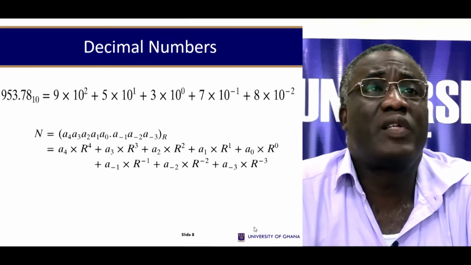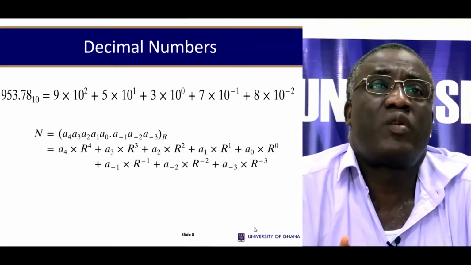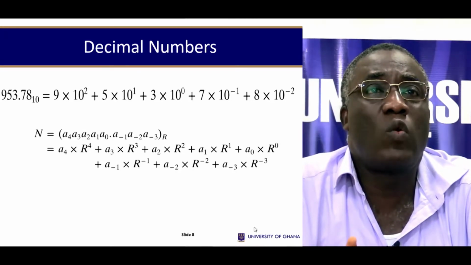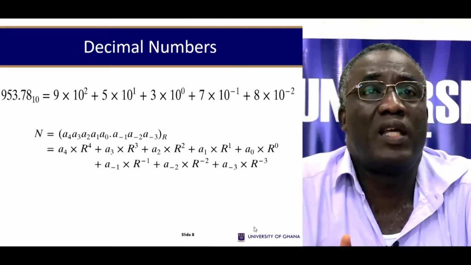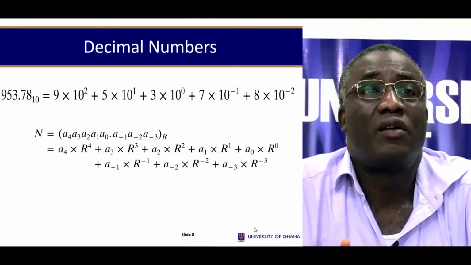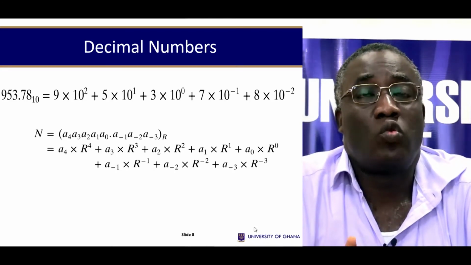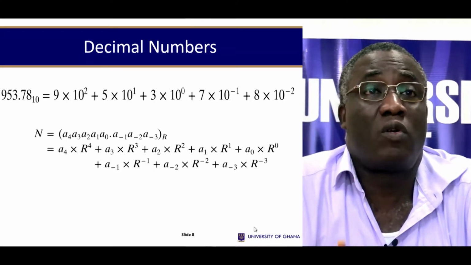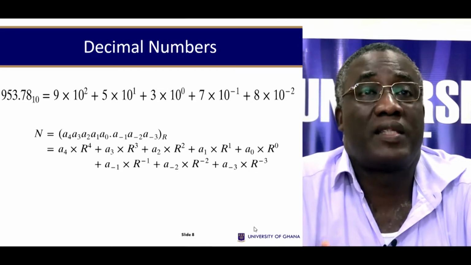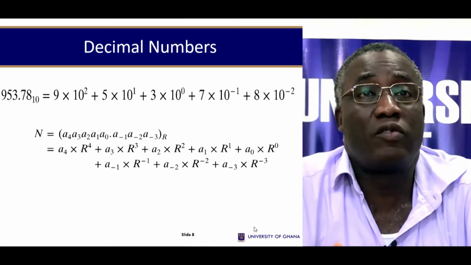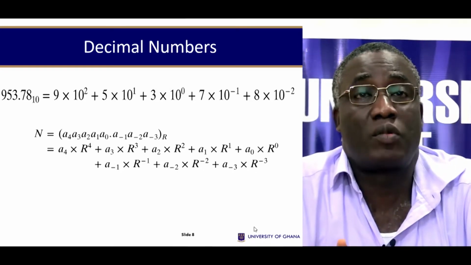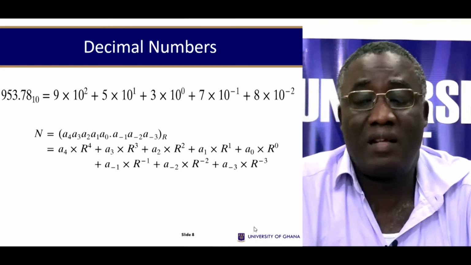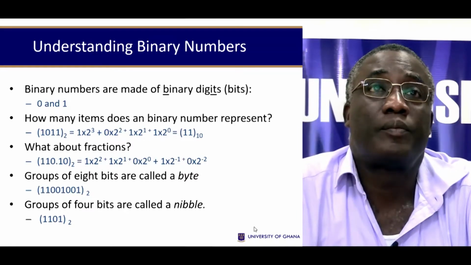In general, if you're given any number N, which is represented as, let's say, a4 a3 a2 a1 a0 point a-1 a-2 a-3, to base r, you can then represent that number as a4 times r to the power of 4 plus a3 times r to the power of 3 plus a2 times r to the power of 2, and so on. So that's a general representation of numbers.